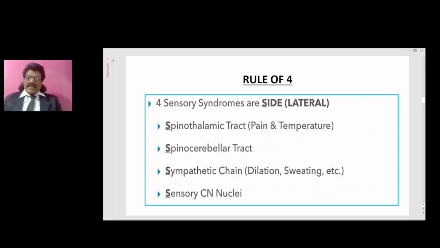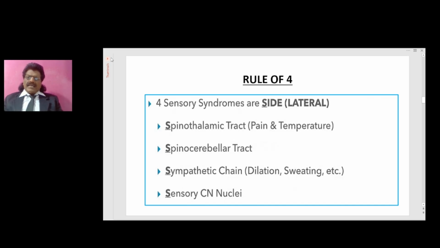Spinothalamic tract, which carries pain and temperature, is placed laterally. Spinocerebellar tract, which starts with the letter S. Sympathetic chain, which starts with the letter S, which is responsible for pupillary dilatation and sweating. And S, sensory nuclei of the cranial nerve nuclei, especially 5th. And therefore the sensory systems which start with the letter S are placed sideways. Spinothalamic tract, spinocerebellar tract, sympathetic chain and sensory cranial nerve nuclei.